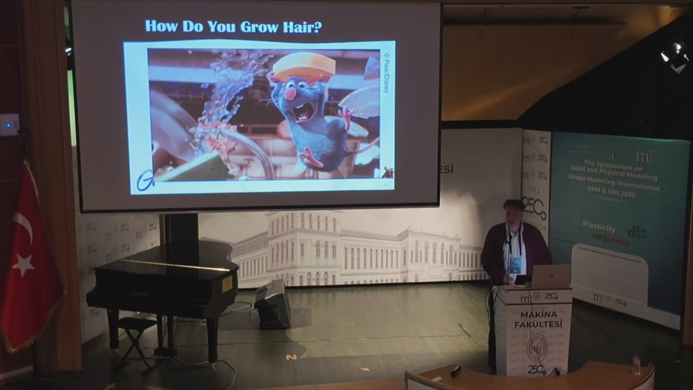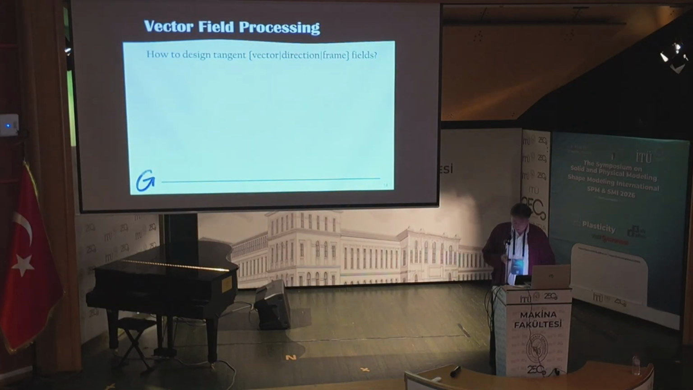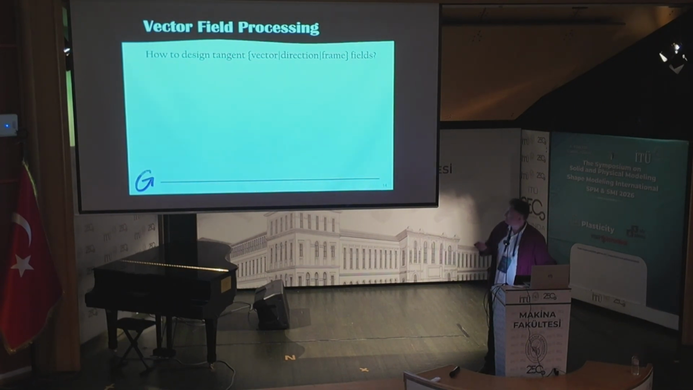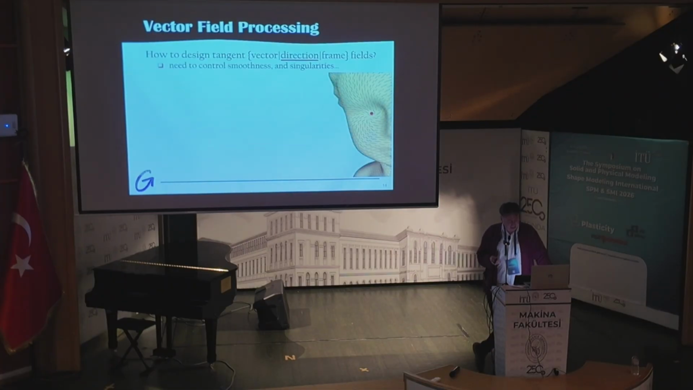So that asks the question, how do you design a vector field on a non-smooth surface? That leads us to this notion of vector field processing. And of course, when I say vector field, it could actually be a direction field. Sometimes the magnitude does not matter. For instance, for hair, magnitude is not really important. It's the direction towards which you want to grow the hair that matters. It can also be a frame field. I'm not going to talk about all this. I'm just going to stick to direction fields today because that's simpler to explain.